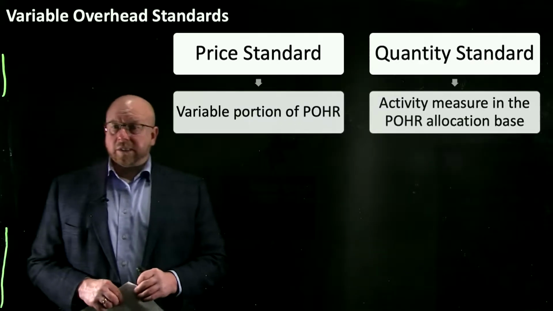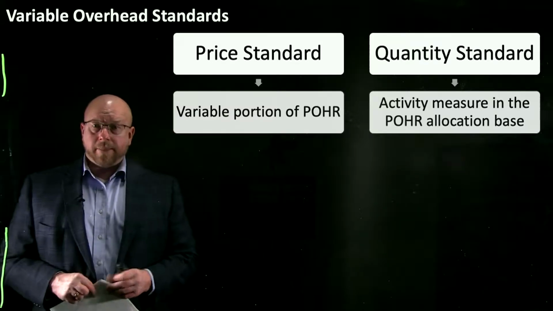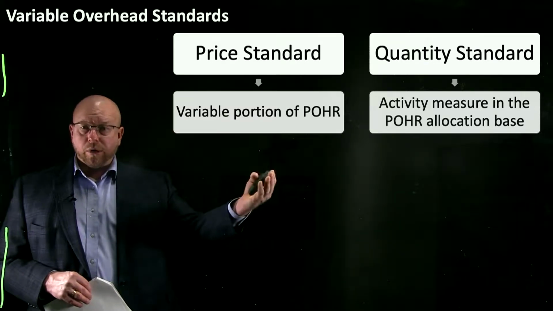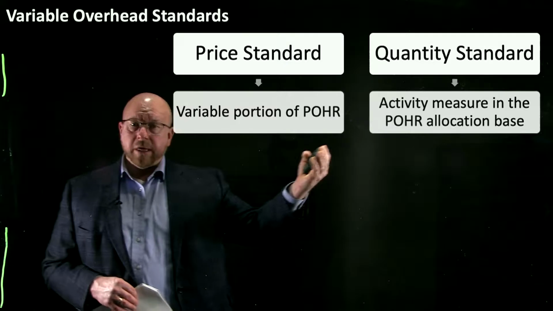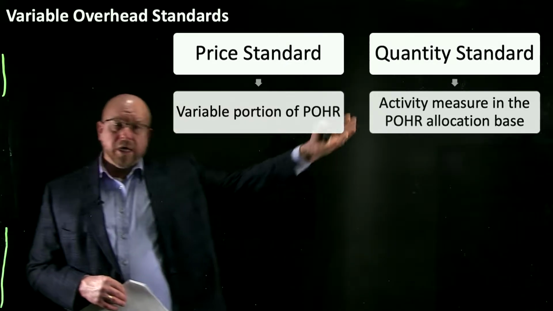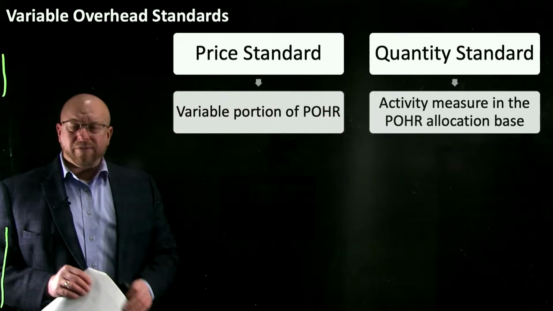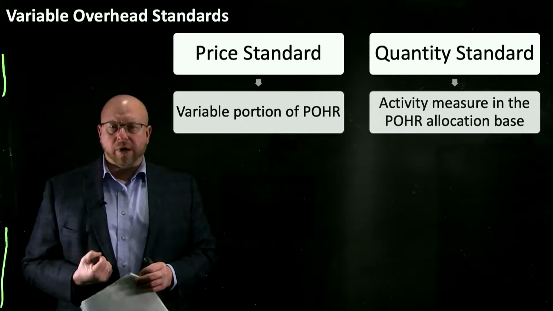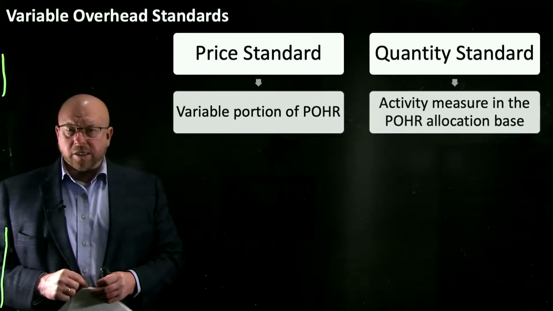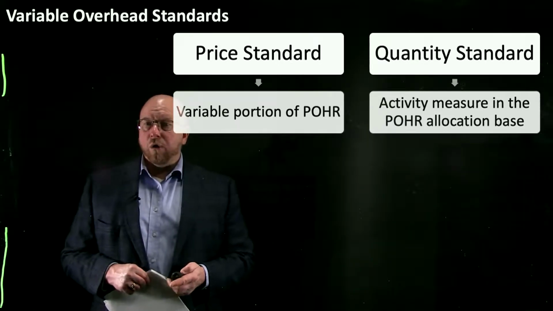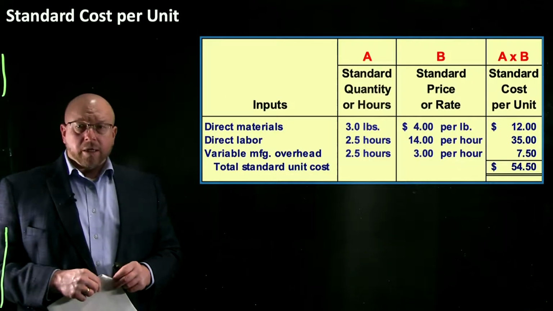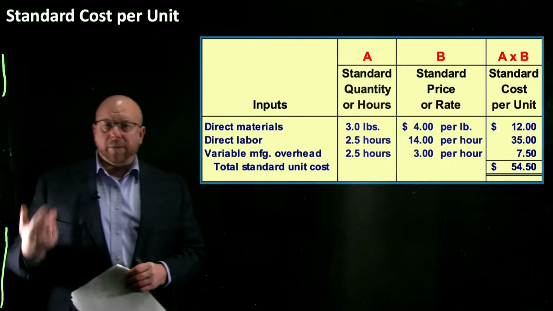We can also set standards for our variable overhead. We can look at the variable portion of the predetermined overhead rate and for the price standard, and then the quantity standard would be whatever that activity measure is, that cost driver in the allocation base for the predetermined overhead rate. This is an example of how it might all come together.